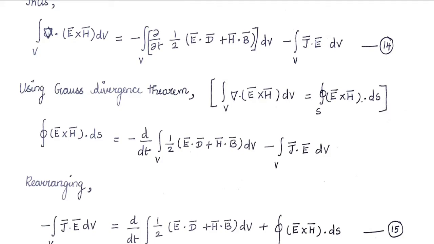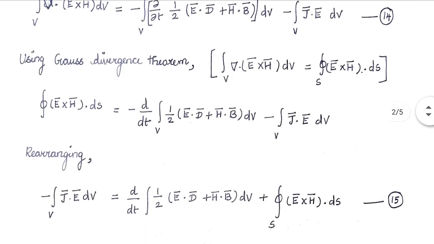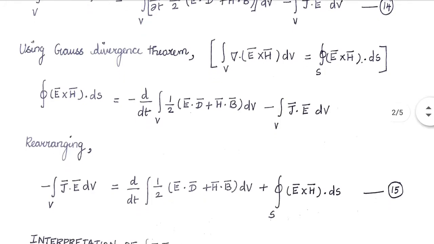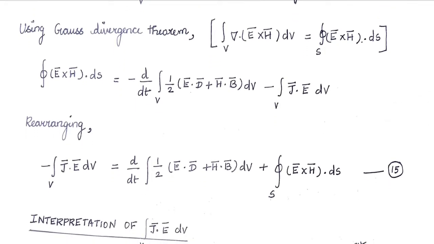We get the closed integral of E cross H dS is equal to minus d by dt of the integral over V of 1 by 2 E dot D plus H dot B dV, minus the integral over V of J dot E dV. For our convenience, we are bringing this minus J dot E dV to the left hand side and keeping everything else on the other side. We get minus the integral over V of J dot E dV equal to d by dt of the integral of 1 by 2 E dot D plus H dot B dV plus the closed integral over S of E cross H vector dS.